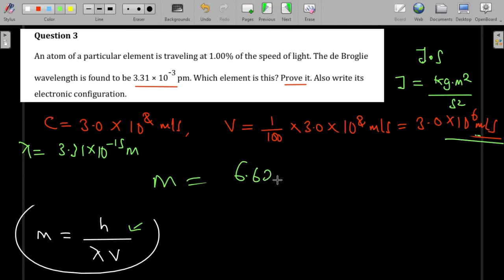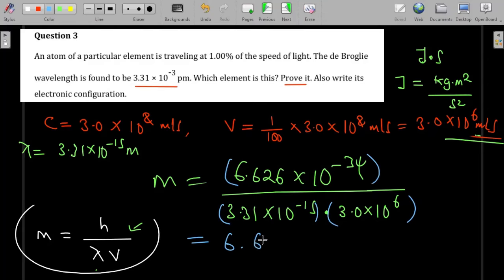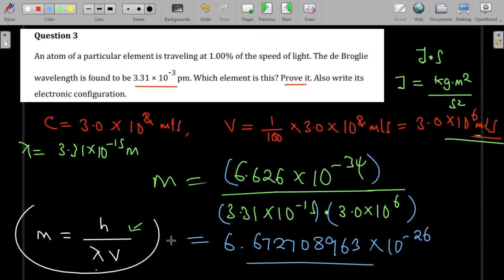So this will be 6.626 times 10 to the power minus 34, the Planck's constant, divided by lambda, 3.31 times 10 to the power minus 15, multiplied by the speed, which is 3.0 times 10 to the power 6. Now you can put this in brackets on your calculator and see what it gives you. There it's giving me 6.672708963 times 10 to the power minus 26. So this is the answer that I get, and this is the mass.